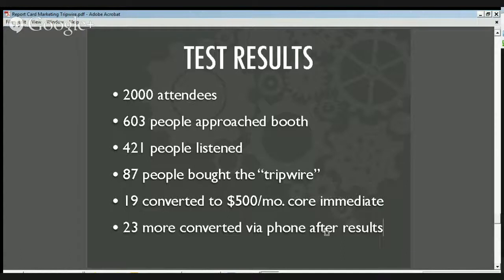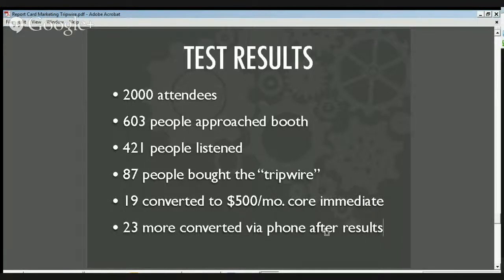Okay? This was a 2-day convention, and after the first day, they kind of figured out, you know, we should be upselling them right here. They were going to upsell them when they got back to the office on the phone, but they started thinking, man, tomorrow let's just try to upsell people right here on the spot. So the second day, they actually converted 19 people on a $500 a month core product immediately.